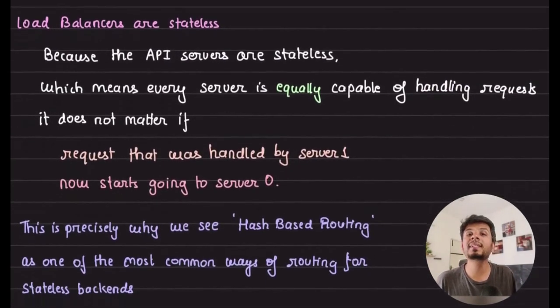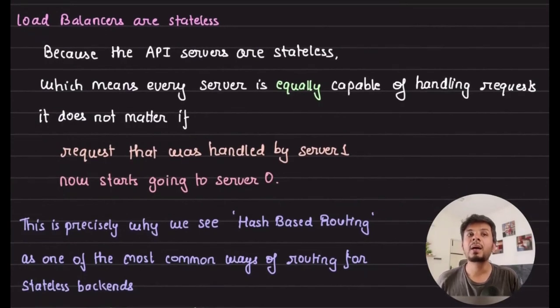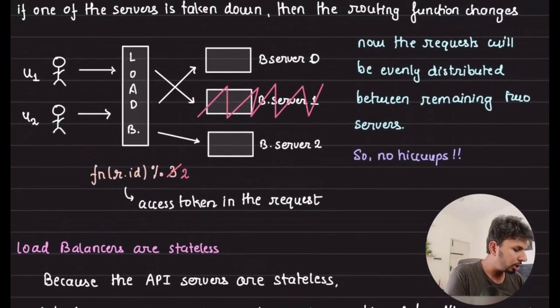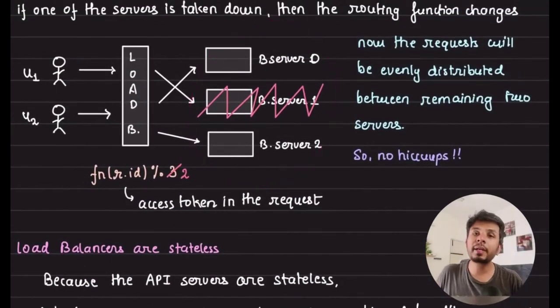Because backend servers are stateless. No matter where the request goes, it would be handled, because it is not maintaining any state for them. Depending on the request, it sends to one of the servers. Every server is equally capable. This is the most important thing. Both or all the three backend servers were equally capable of handling any incoming request.